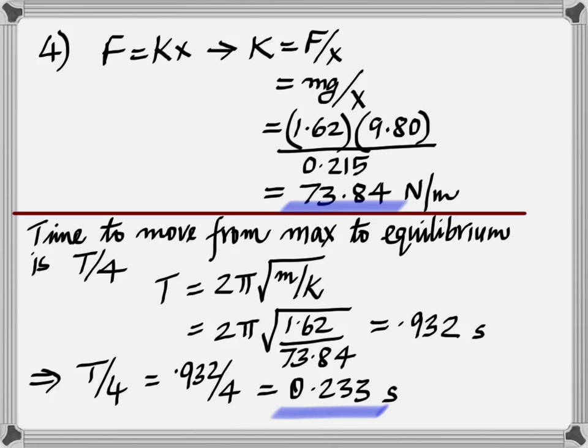Number 4, find K first. You get 73.84, and then the time to move from maximum to equilibrium is T by 4. Yes, because from equilibrium to the maximum is a quarter of an oscillation. So find the time period. After you get the time period, divide it by 4, because that's the time it needs.